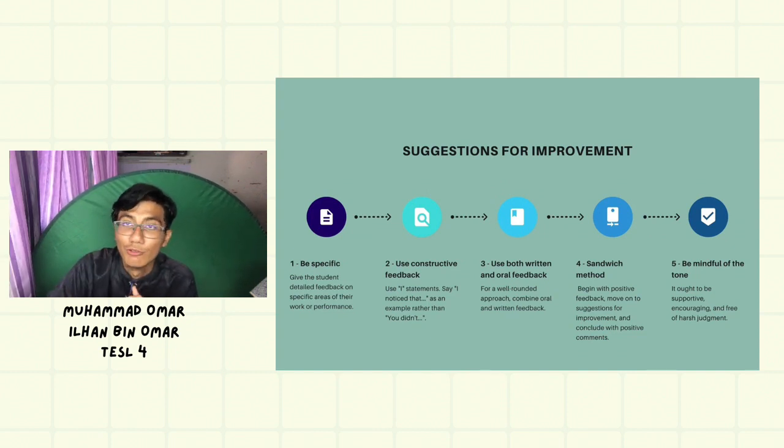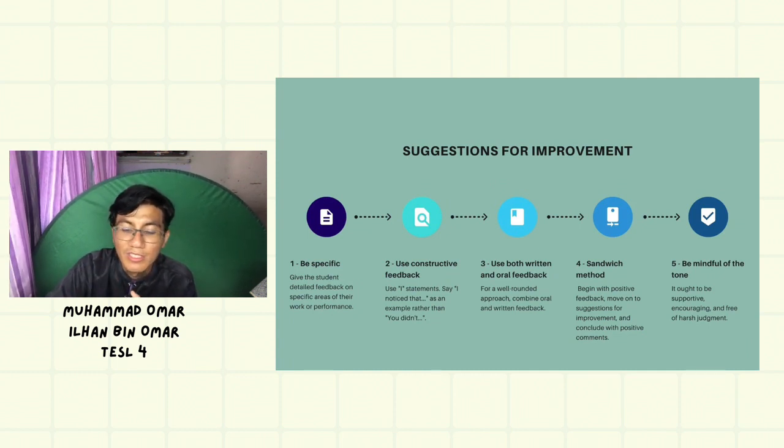Number 3, use both writing and oral feedback. For a well-rounded approach, combine oral and written feedback. While oral comments might offer a quick context or explanation, written feedback can be used to give more specific or deeper feedback on students' learning.